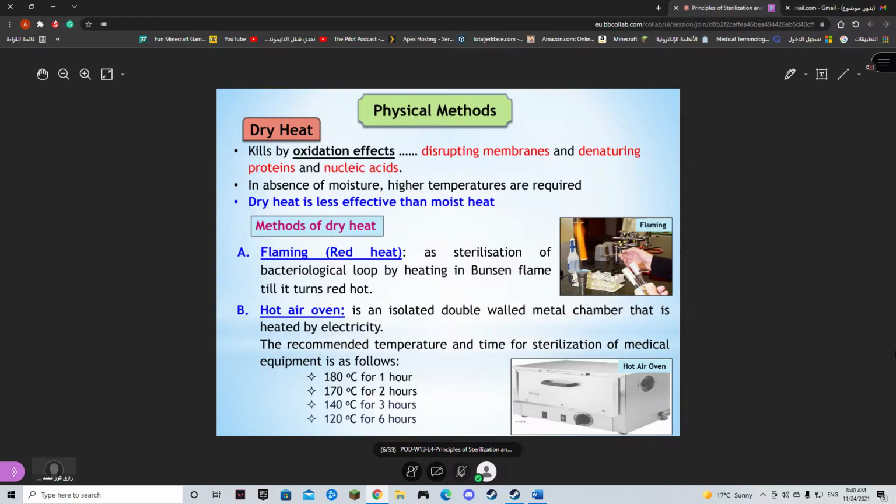In the absence of moisture, high temperature is required, so we call it dry heat. Dry heat is less effective than moist heat, but even so we can use it as a sterilization method.